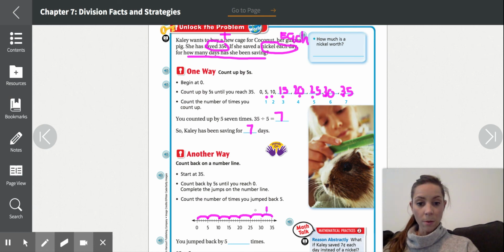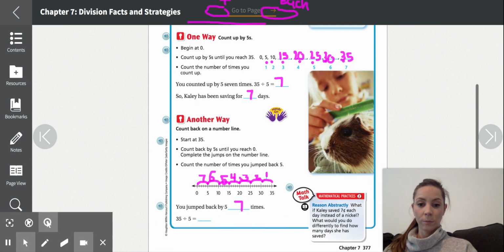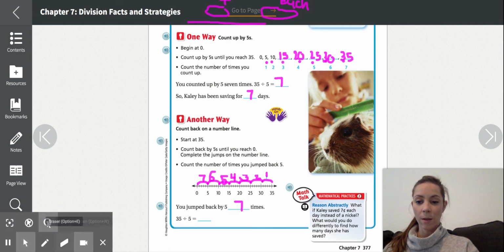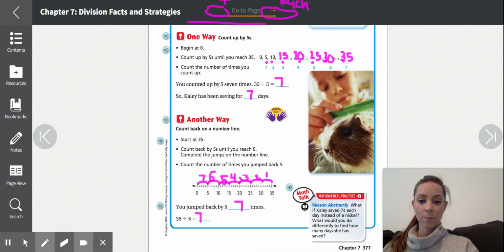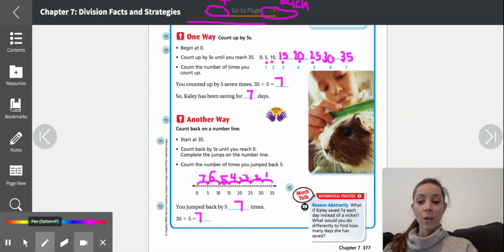There's 1 jump, 2 jumps, 3 jumps, 4 jumps, 5 jumps, 6 jumps, 7 jumps. You jump back by 5 7 times. So 35 divided by 5 is 7. Okay, so again, to review that, you could just jump back on a number line by 5, starting at the total, going back by 5, and seeing how many times you would have to do that.